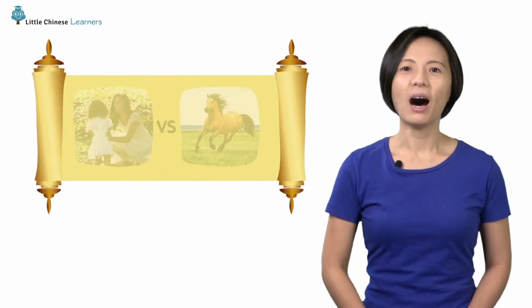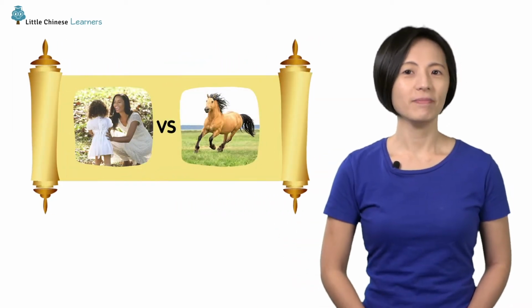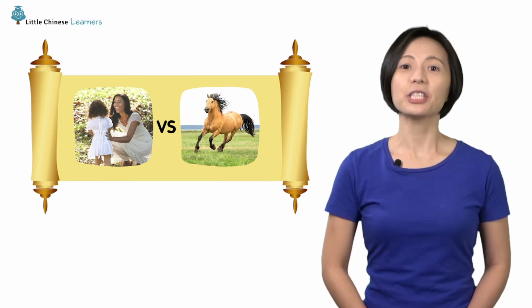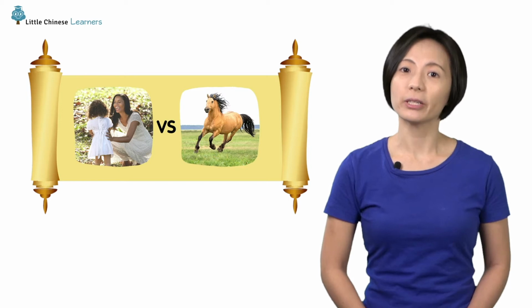Looks like it's time for another Mandarin secret. The hint of this secret is mom versus horse. That's an interesting one. This secret is actually similar to another one that we saw earlier.